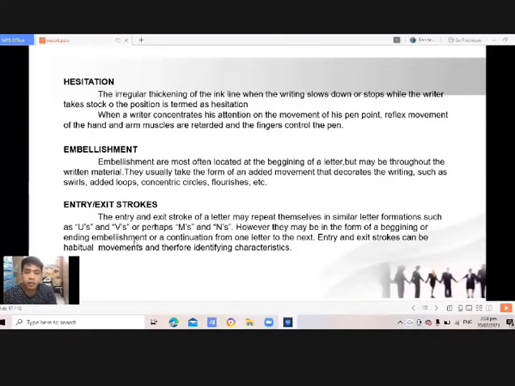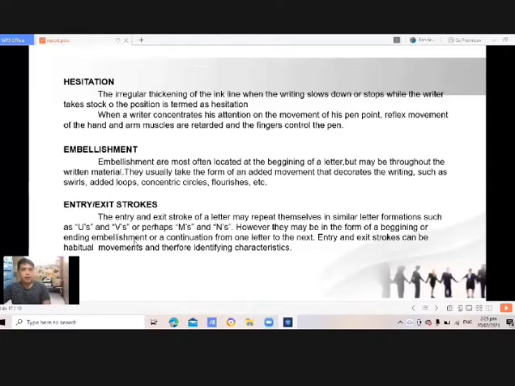Ang embellishment po ay kadalasang matatagpuan sa simula ng isang sulat o liham. Doon mo makikita ang embellishment. Ngunit maaari din sa buong sulat, ang mga sampol nga po niyan, makikita mo ang embellishment kalimitan sa simula ng isang sulat. Kalimitan niya yung swirls, added loop, concentric circles, flourishes.